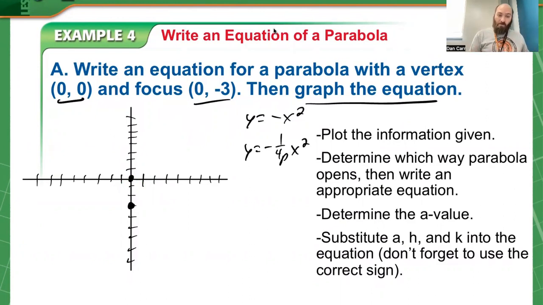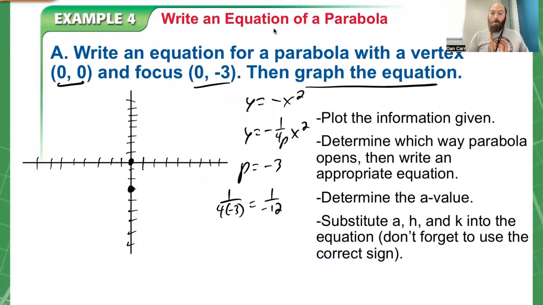Remember what p is: it's the length of this right here. That's 1, 2, 3, so p equals -3 here. So I can take 1 over 4 times -3, which gives me 1 over -12. That is my a value. I can set that up now with (0, 0) as my vertex. It's just going to be y equals -1 over 12 x squared.